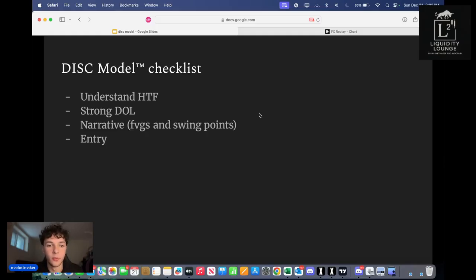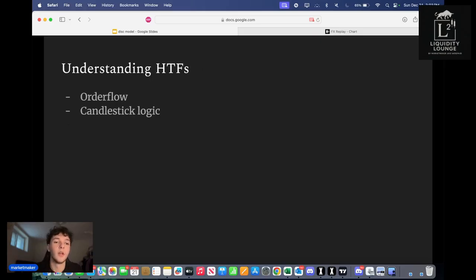Then we have a narrative, which is framing your trade out of fair value gaps and swing points. That could be the 15-minute, 5-minute, 3-minute, something like that. And then entry, which I'll go into later. So understanding the higher time frame, order flow, and candlestick logic.